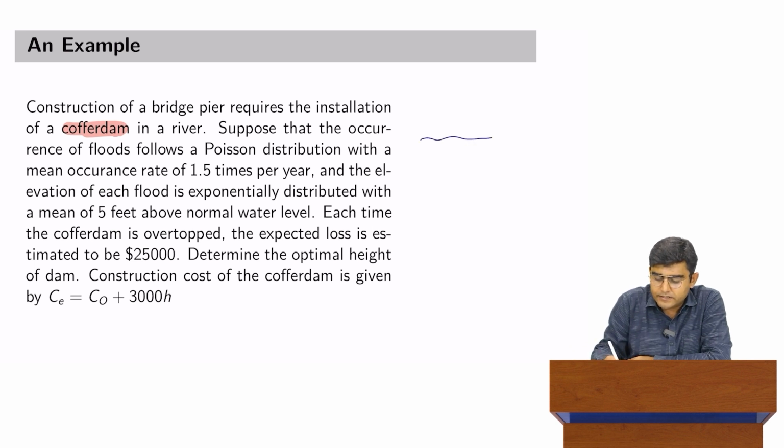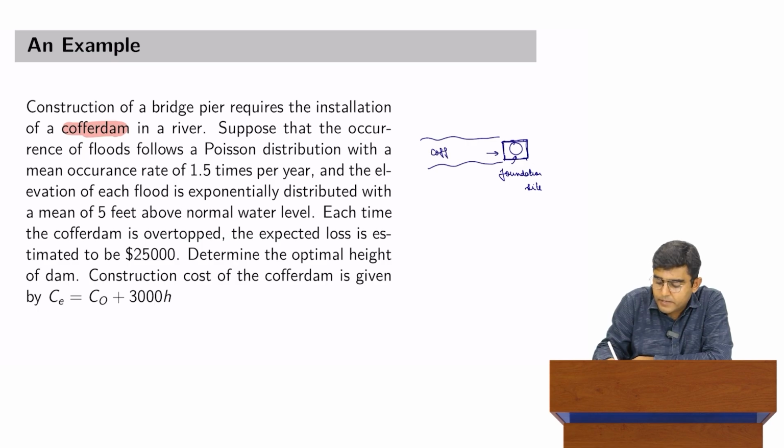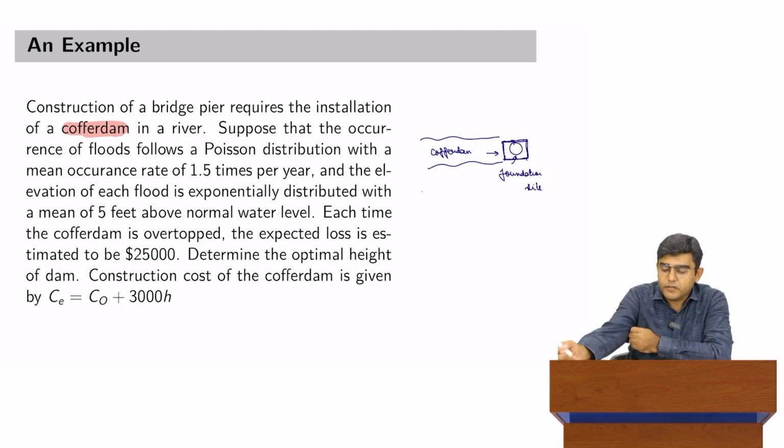But let us say that there is a river, and here we have to build some bridge. So if bridge has to be built here, some foundation works need to be done. And when these foundation works need to be done, we have to essentially divert the river around this particular construction site. So this is our foundation site, and to divert this particular water around this construction site, sometimes we install a temporary barrier, what we call as coffer dam, so that river water does not enter into the construction site.